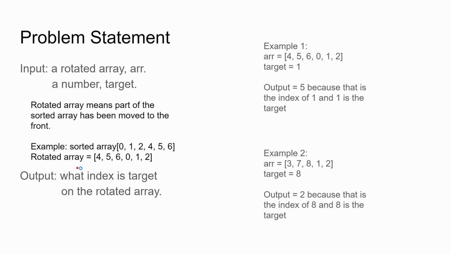The output is what index the target is at in the rotated array. For example 1, when the array is 4, 5, 6, 0, 1, 2 and the target is 1, the output would be 5, because that is the index of 1 and 1 is the target. For example 2, when the target is 8 and the array is this, the output would be 2, because that is the index of 8 and 8 is the target.